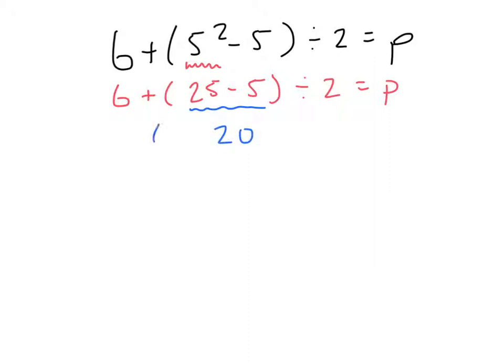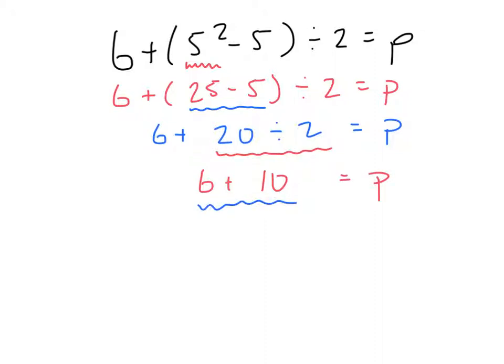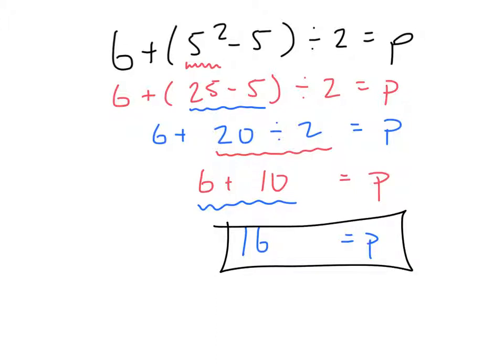So bring everything else down. 6 plus 20 divided by 2 is equal to p. Now we have our division. 20 divided by 2 is equal to 10. Bring everything else down. We have 6 plus 10 is equal to p. Now in our final, 6 plus 10 is equal to 16. So 16 is equal to p. This is our final answer. So please take your time, go step by step when it comes to equations.